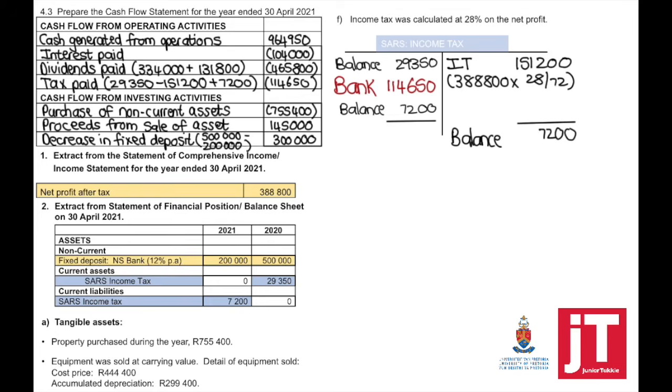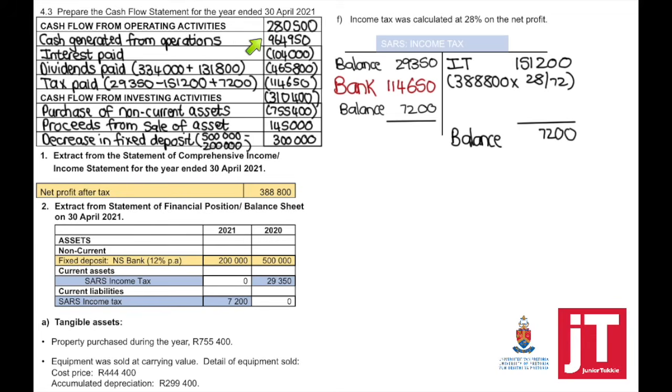If we go to our balance sheet, non-current assets, we've got fixed deposit, 500,000 minus 200,000 is equal to 300,000. So what happened with that fixed deposit? It decreased by 300,000. If it decreased, it means it's now less. That money was paid into our bank account. This is why it will have an inflow effect. Inflow, no brackets.